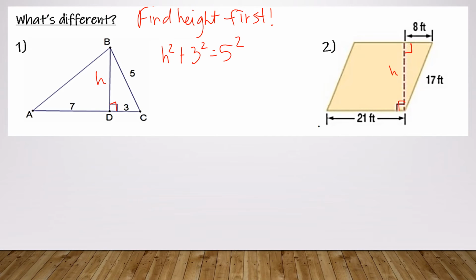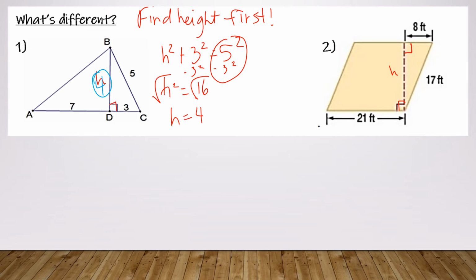Now, you can put this in your calculator and do like 5 squared is 25, 3 squared is 9, or you could just subtract 3 squared from both sides and put it in your calculator exactly like this. Don't do 5 minus 3 and then square it. You need to do 5 squared minus 3 squared in your calculator. You end up getting h squared is 16, and then to get h by itself, we need to take the square root of both sides, which is 4. So h is 4.